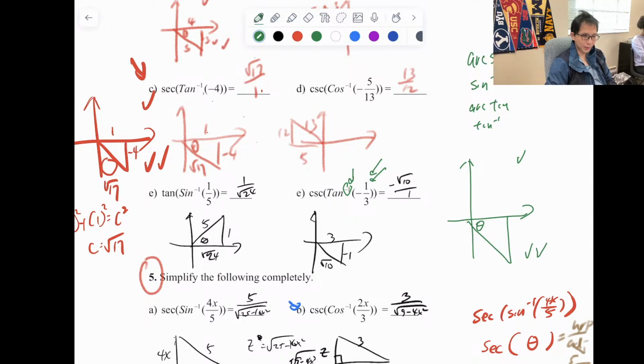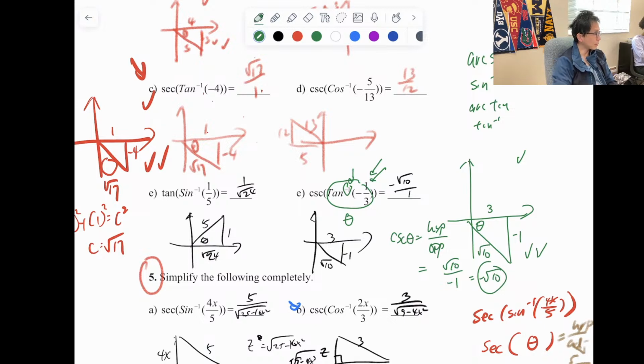So since it's below here, it has to be -1 here because it's below, and this has to be 3, there's no other chance. You cannot get -3 and positive 1, right? So here we're going to use the Pythagorean identity and we get the square root of 10. Now I'm going to say, this represents theta. So cosecant of theta is equal to hypotenuse over opposite. So hypotenuse square root 10 over opposite, which is -1. So it'd be -√10. And that's the final answer.